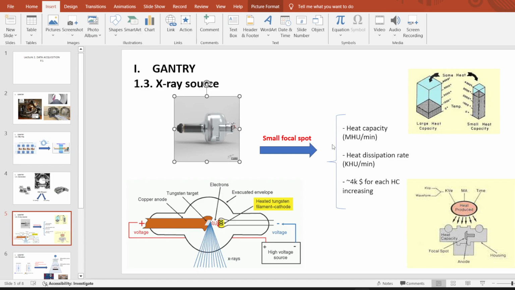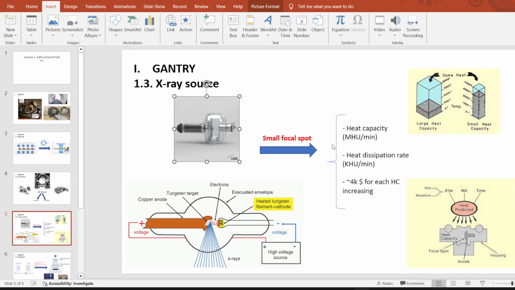All right, let's talk about the traits of the X-ray source. First of all, there are two most important things you gotta understand, you gotta learn by heart about the X-ray source. First of all, heat capacity. Second of all, heat dissipation rate. What is it? Let me show you, my friend.